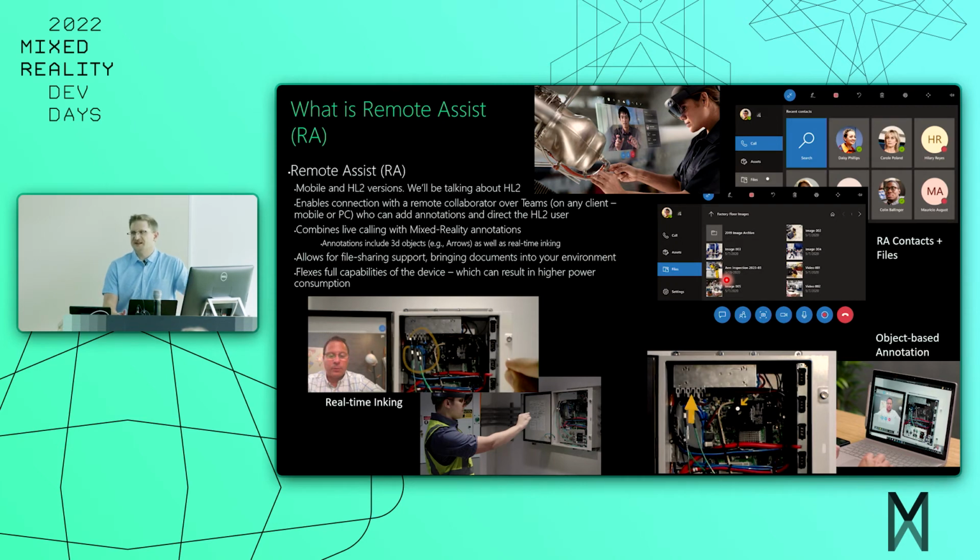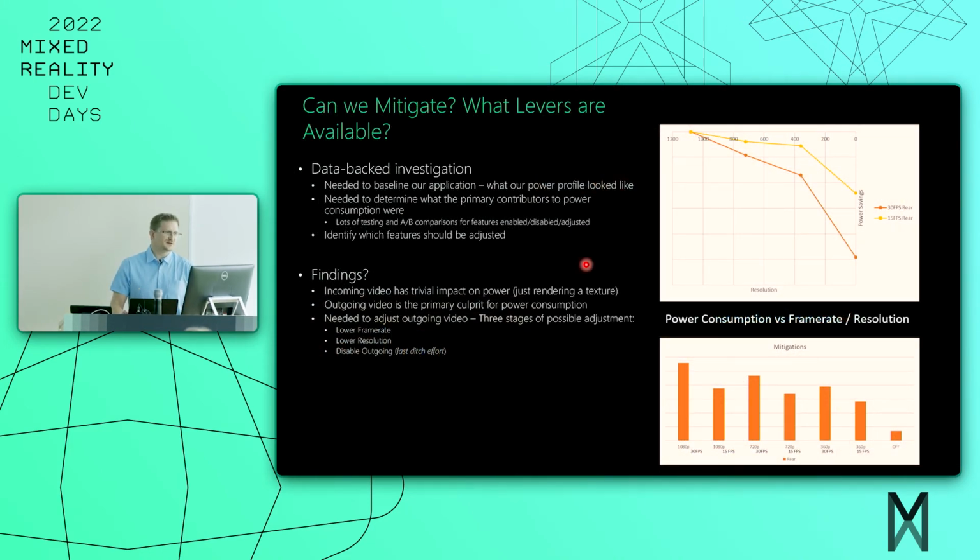So the first thing that we did was to figure out, can we mitigate anything, and what levers can we actually pull that will work well. So there was this data-backed investigation where the remote assist team was changing things like playing with the incoming video stream, the outgoing video stream, the resolutions and frame rates of the outgoing video streams, looking at the power in all these cases. And you can see on the right this relative power savings by changing either the resolution of the outgoing camera or the frame rate of the outgoing camera. And that gave us, I don't show it here, but the incoming camera, we didn't see any effect.